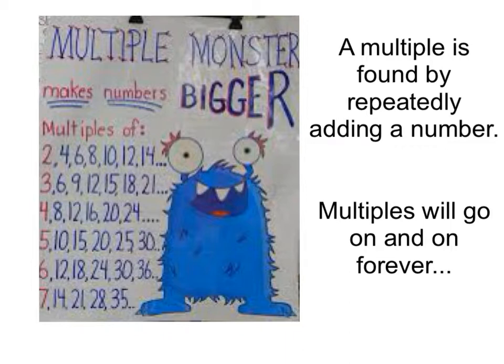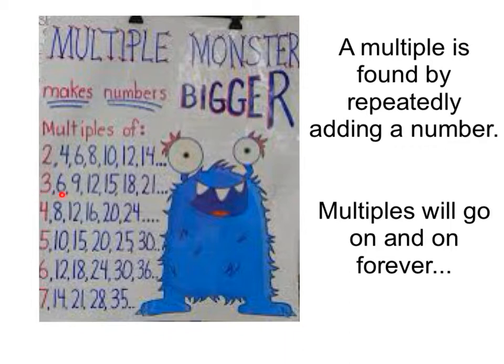To maybe help you remember this, I found this poster, Multiple Monster Makes Numbers Bigger. And there's all kinds of examples of multiples on here. For example, the multiples of 3. All of them are listed: 6, 9, 12, 15, 18, 21. We get those by just adding the number 3 over and over again.